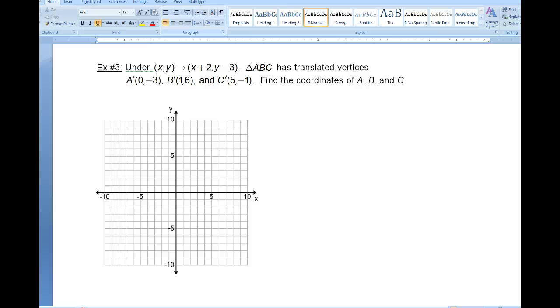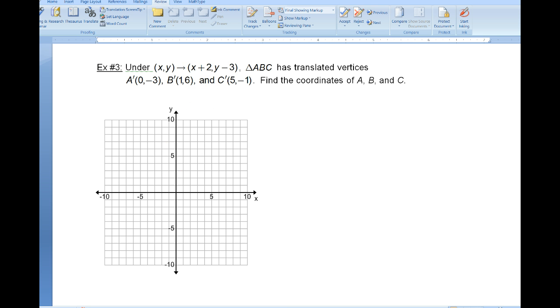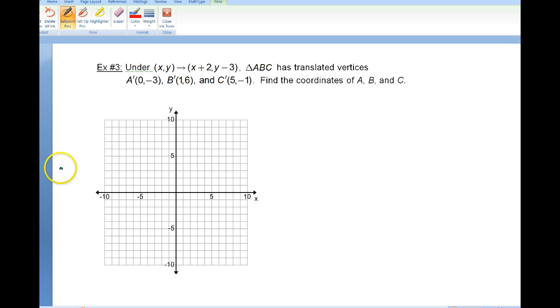So in this next example, I gave you the transformation and the translation, but I didn't give you the original. I gave A prime, B prime, C prime. So it's just minus 2, plus 3. Go ahead and graph. Find the coordinates for A, B, and C.